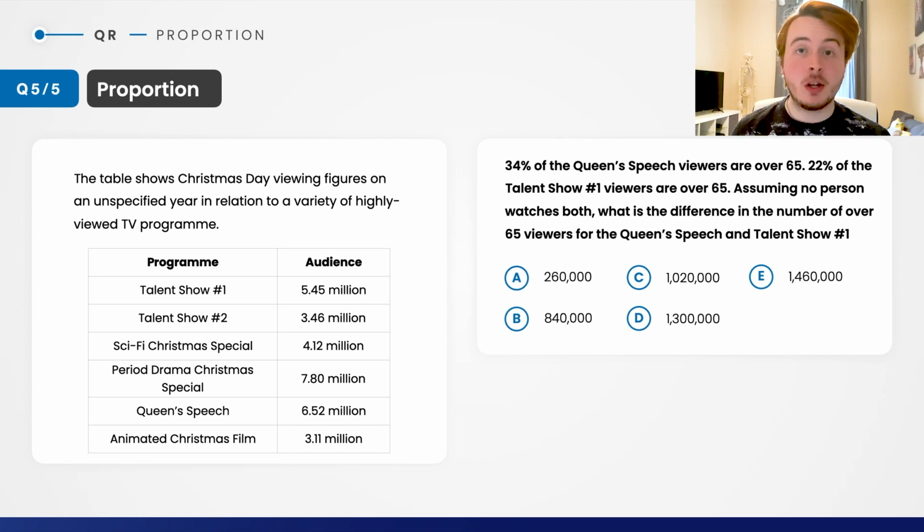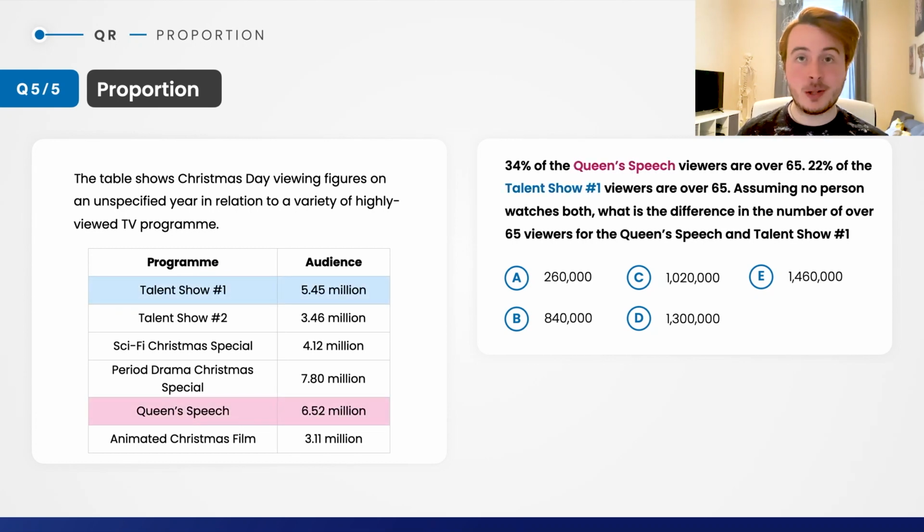So with this one, again, we are going to be taking just a simple sort of percentage for this one, a simple proportion. So we're going to be looking for the data that we're actually going to need from this equation. So we're going to be needing only the data for talent show number 1 and the Queen's speech. Now there's going to be no division going on here because it's not a proportion difference or a percentage difference. It's literally just a difference, which makes it very, very nice for us.